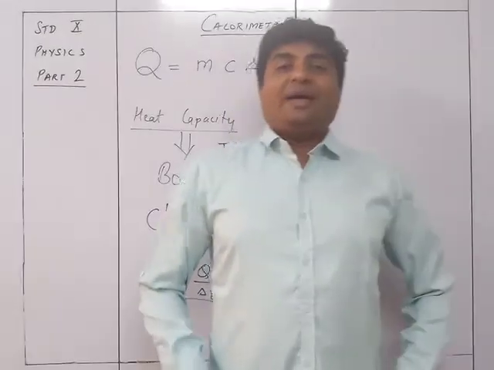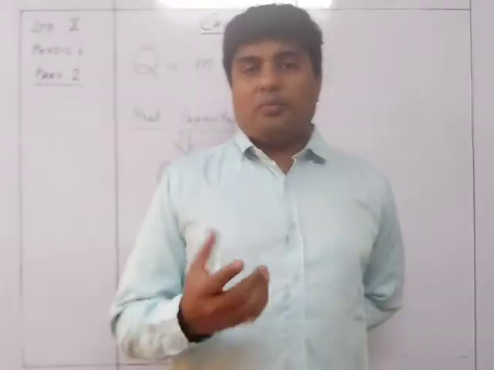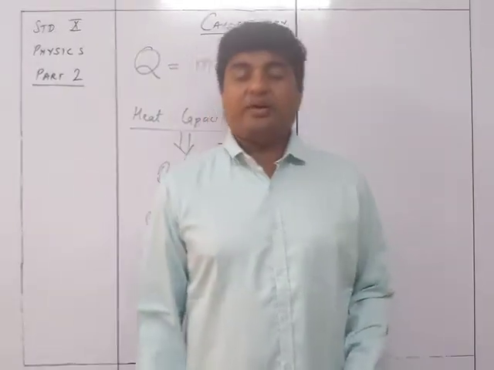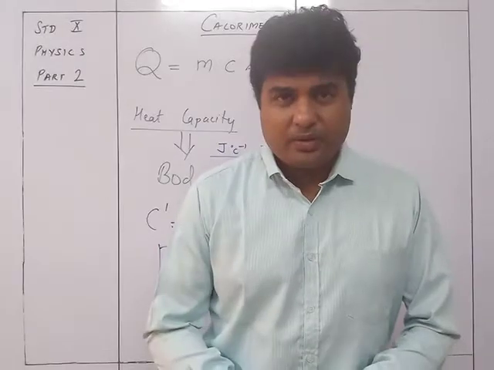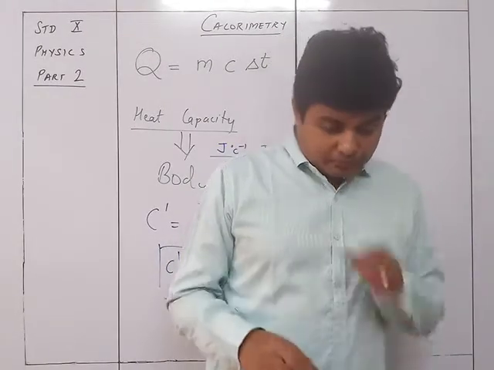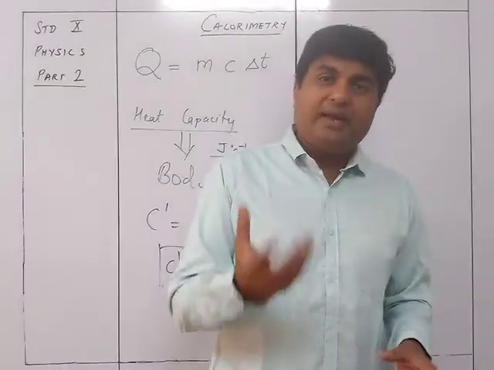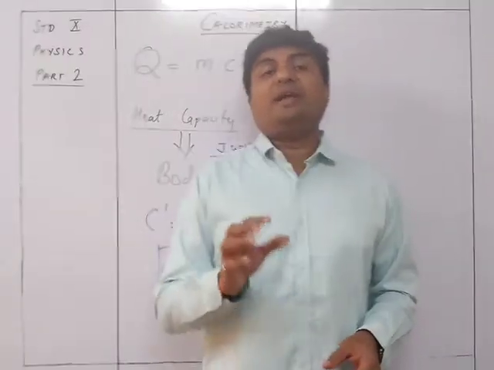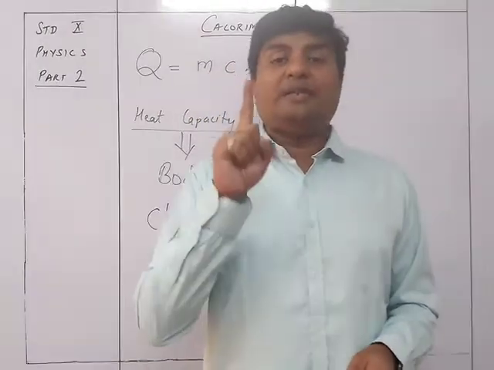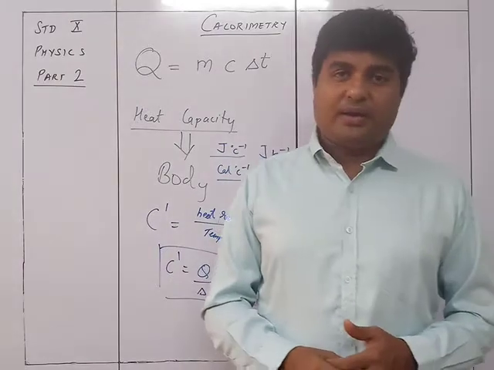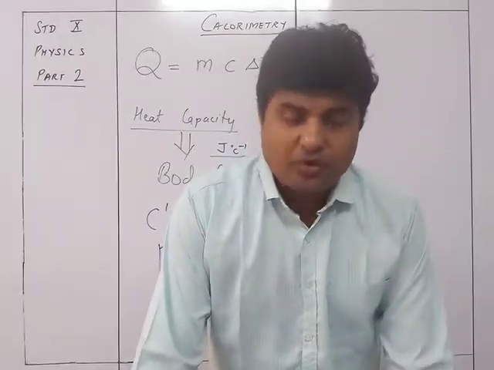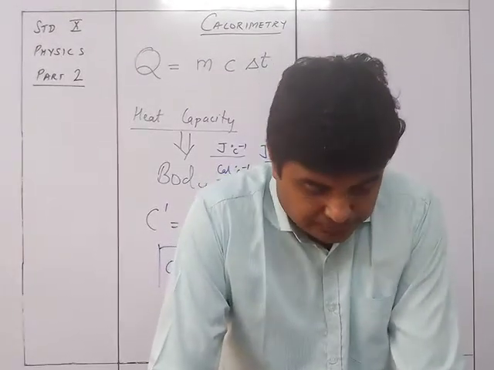So when I say that a particular body, the particular vessel, has a heat capacity of, let's say, 30 joule per Kelvin, it means that if I take the material and heat it, then it will require 30 joule of heat energy to increase its temperature by just 1 degree Celsius, 1 Kelvin. So that is the meaning of the value of the heat capacity of a substance.